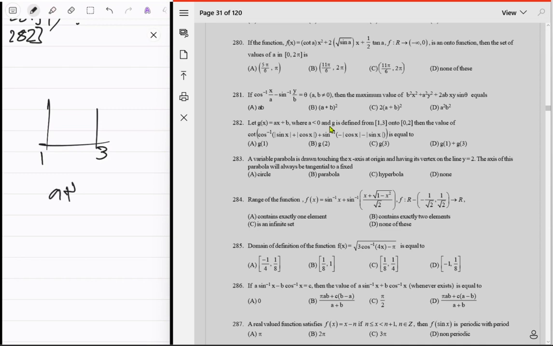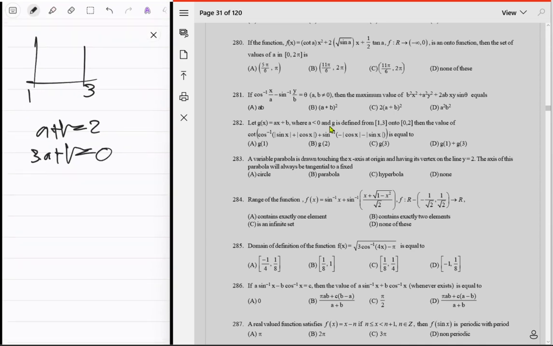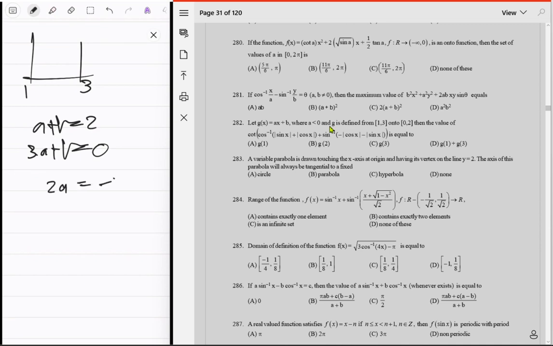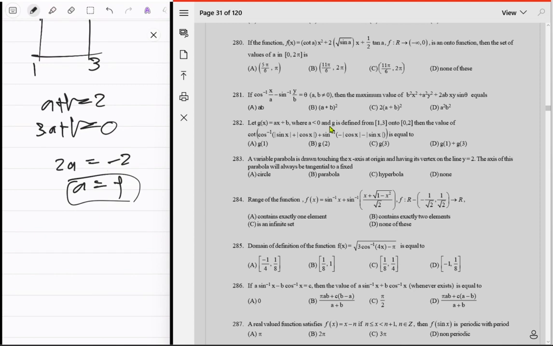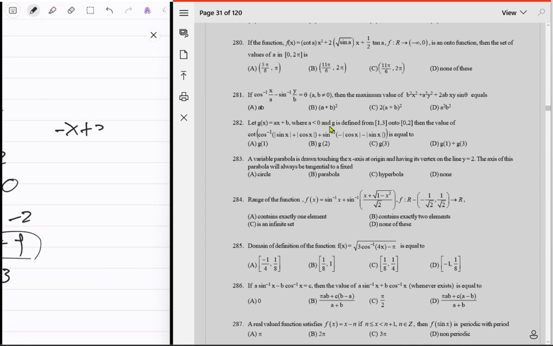So a plus b is equal to 2, and 3a plus b is equal to 0. Which means 2a is equal to negative 2, a equal to negative 1, as expected, we needed negative 1, and b equal to 3. So this is actually just negative x plus 3, right? What we have to do is find the value of this expression.